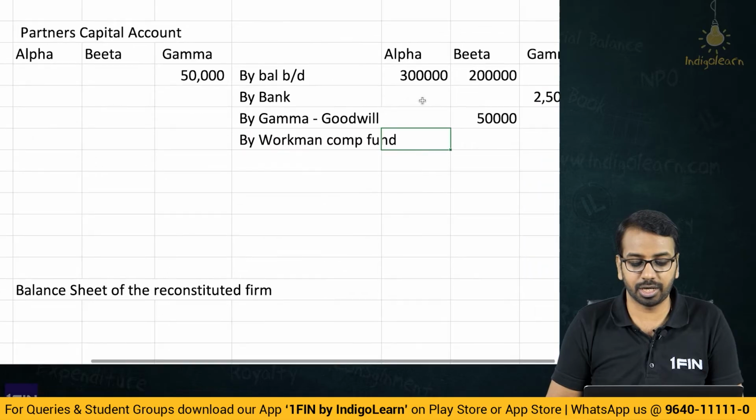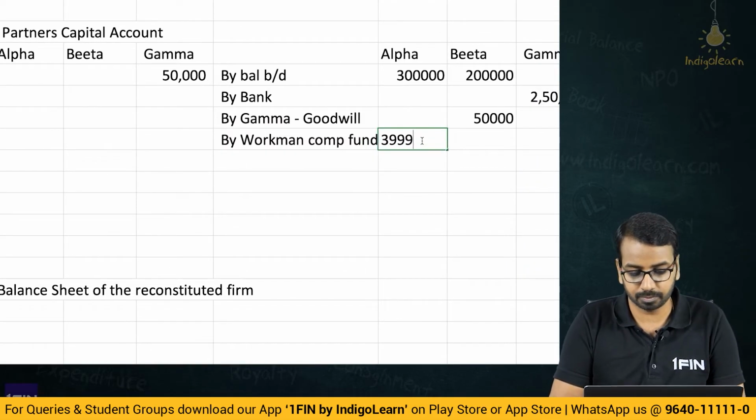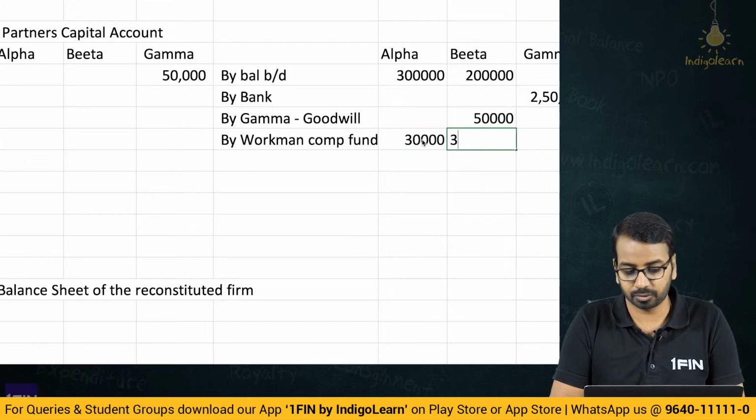Okay. Now who will get the share in this? Only Alpha and Beta in 1:1 ratio. So 30,000, 30,000.